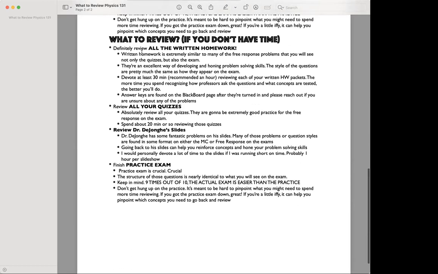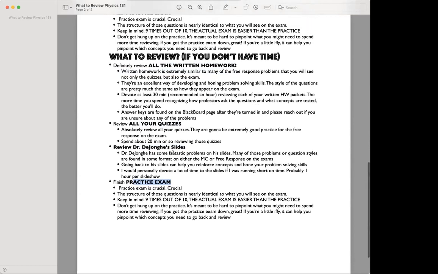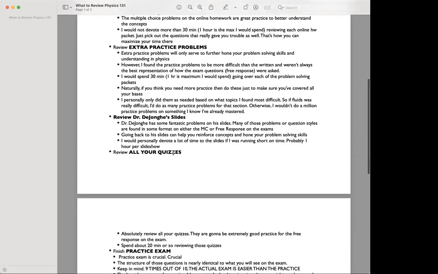Now, if you don't have time, I would just focus on the written homework, quizzes, Dr. DeJong's slides, and the practice exam. I wouldn't bother with the online homework at that point or the extra practice problems because those documents are like 12 pages each. If you're studying the day of the exam, you don't have time for that. If you're studying the night before, it depends on how long you're willing to stay up. But if you don't have time, those are the 4 things you need to do: written homework, quizzes, Dr. DeJong's slides, and the practice exam.